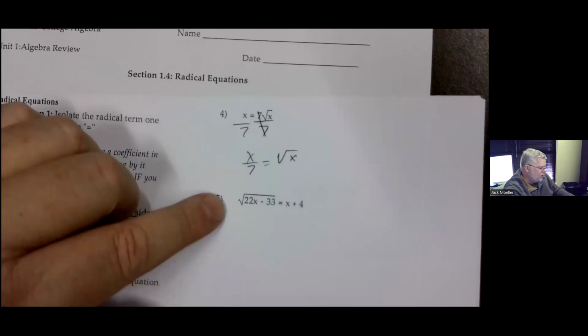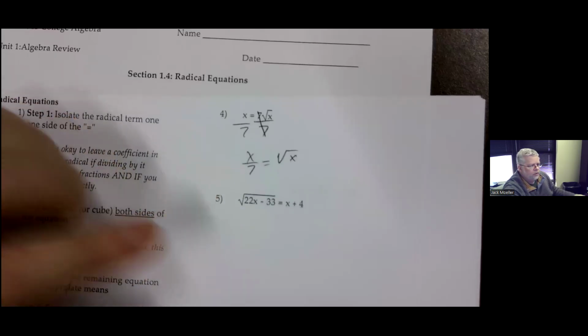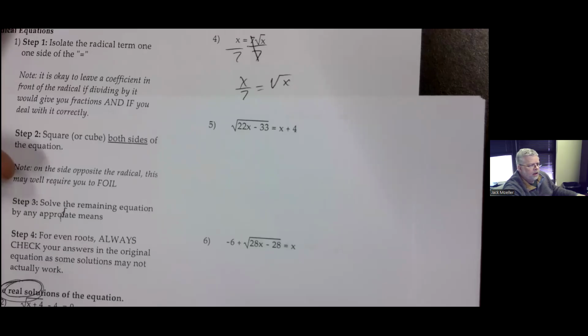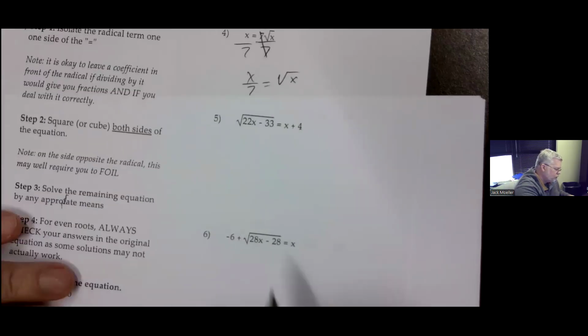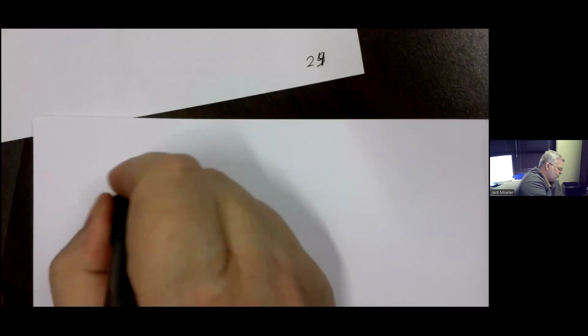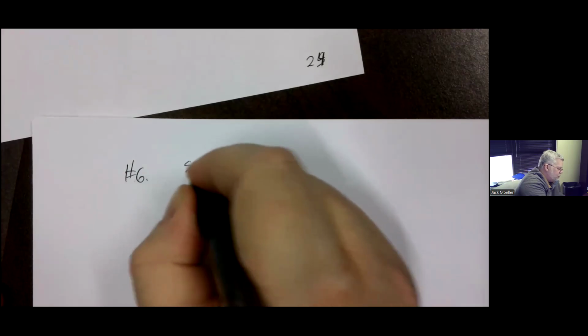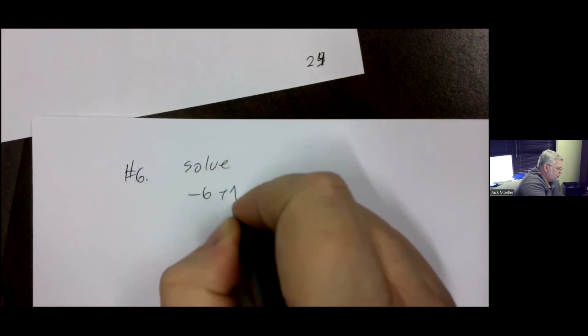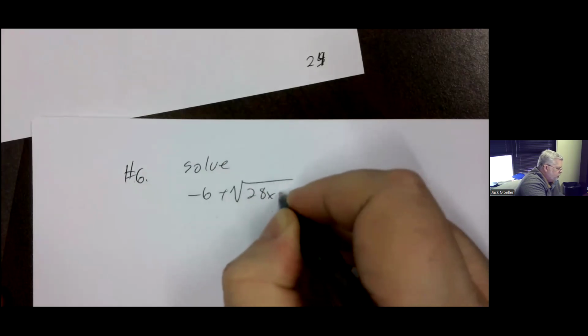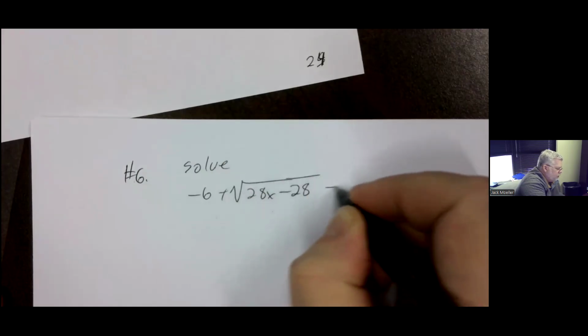In the interest of time, I could do number 5, but number 6 is basically number 5 with one extra step. So let's do number 6 instead. Once we do the first step, we're right back to number 5. So number 6 is we're solving -6 plus the square root of 28x minus 28 equals x.